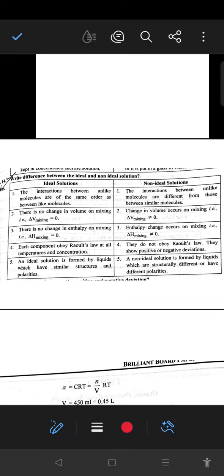Let's start with the 2 marks carrying question: difference between ideal and non-ideal solution. In an ideal solution, the interaction between unlike molecules is of the same order as that between like molecules. If the interactions between unlike molecules are different, it is a non-ideal solution. For an ideal solution, delta V mixing is 0 and delta H mixing is 0. For a non-ideal solution, delta V mixing and delta H mixing are not 0. An ideal solution obeys Raoult's law at all temperatures and pressures, and a non-ideal solution does not. An ideal solution is formed by liquids which have similar structure and polarities.